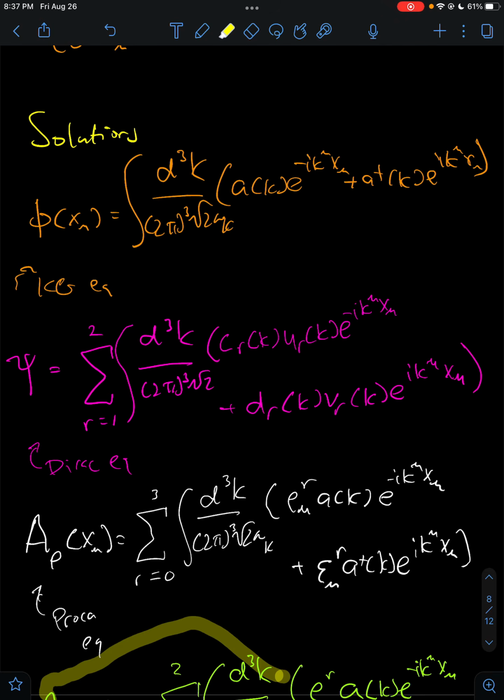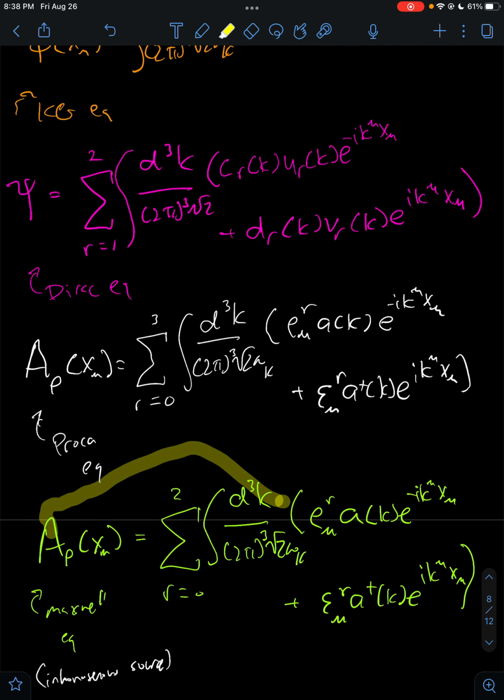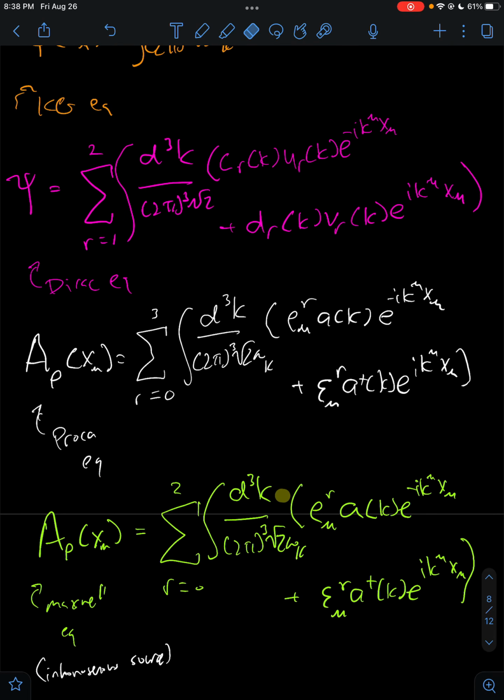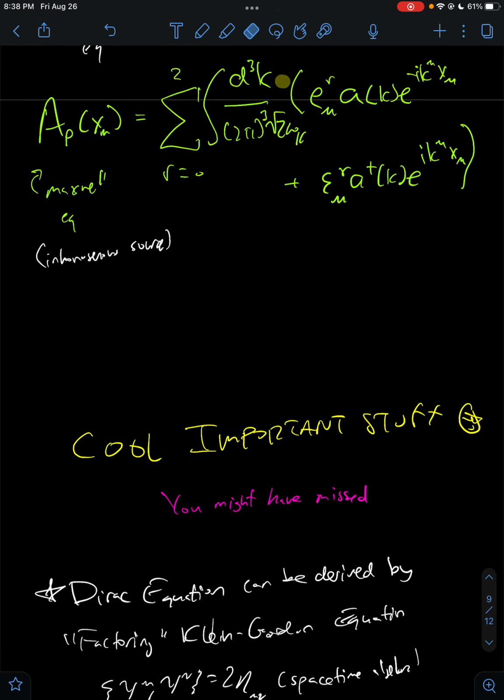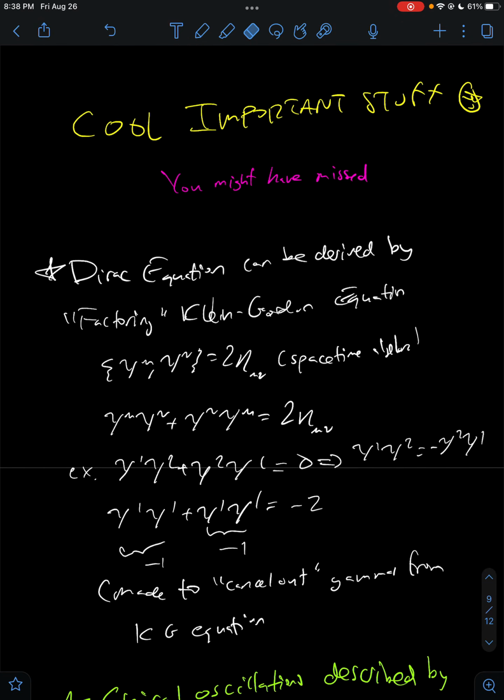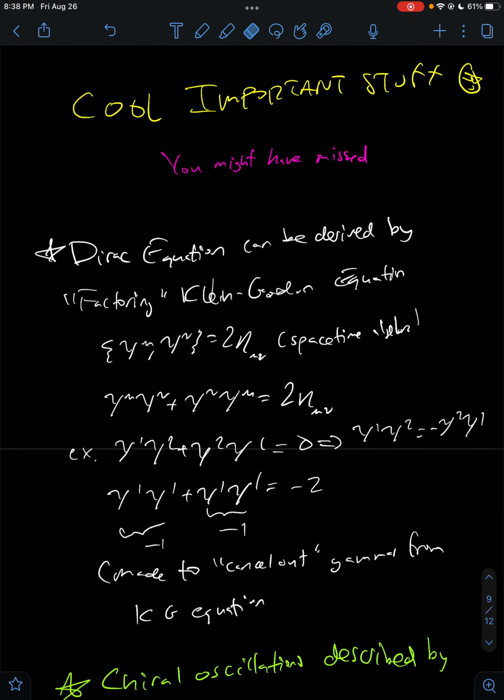So yeah, plane waves are the basis. They form our quantum fields, and they're very important stuff. Taking their derivatives is very simple, since the derivative of e to the ikx is just ik e to the ikx. The derivative of e to the x is the same thing. So yeah, here's some cool important stuff that you might have missed.